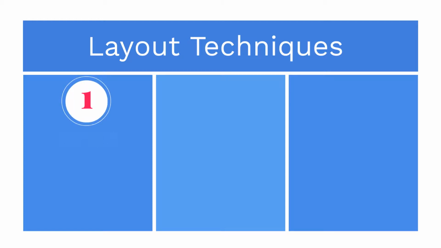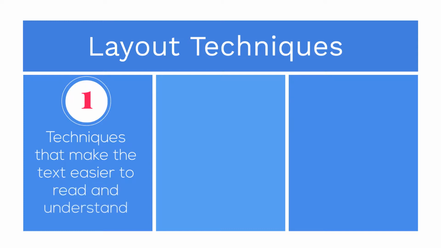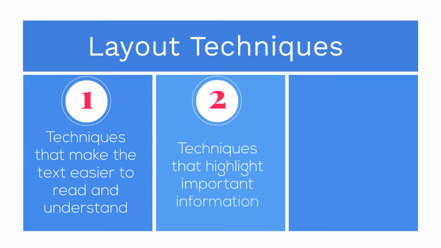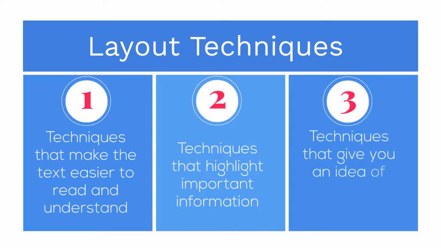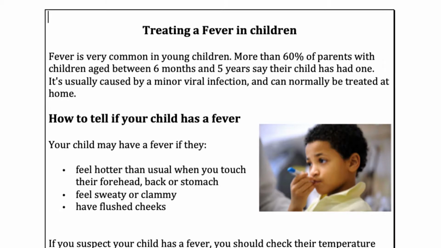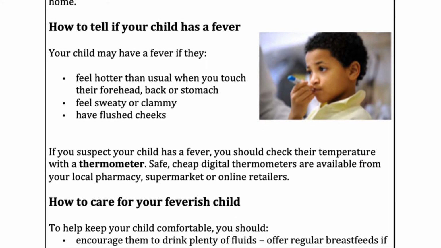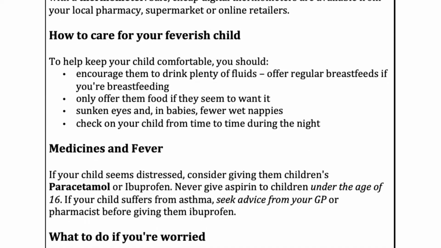1, techniques that make the text easier to read and understand. 2, techniques that highlight important information. And 3, techniques that give you an idea of what the text is all about. In this little video, we'll look at 8 layout features and decide which of those 3 categories each of those layout features belongs to. So, let's begin by going back to that lovely, friendly-looking document B.